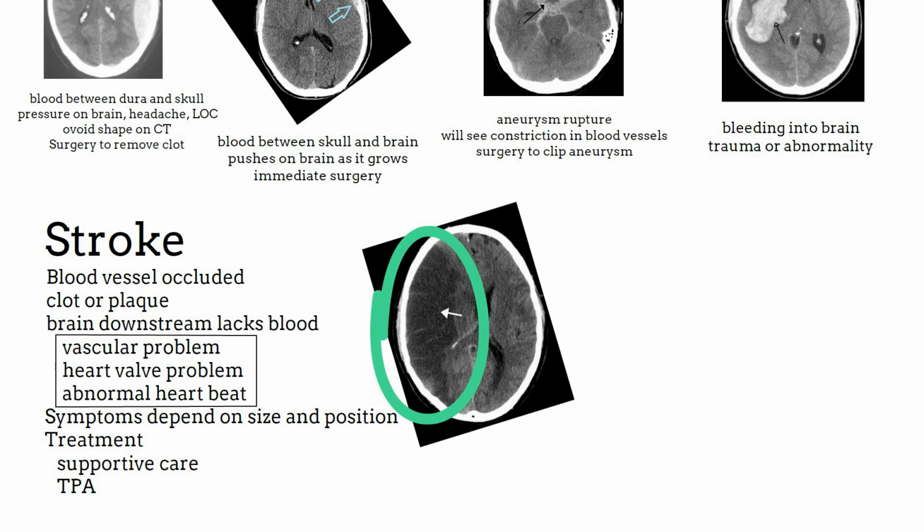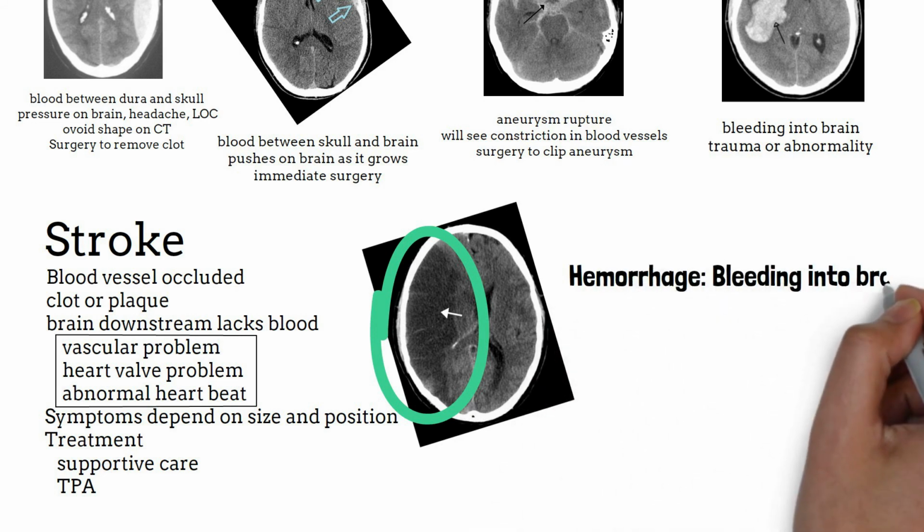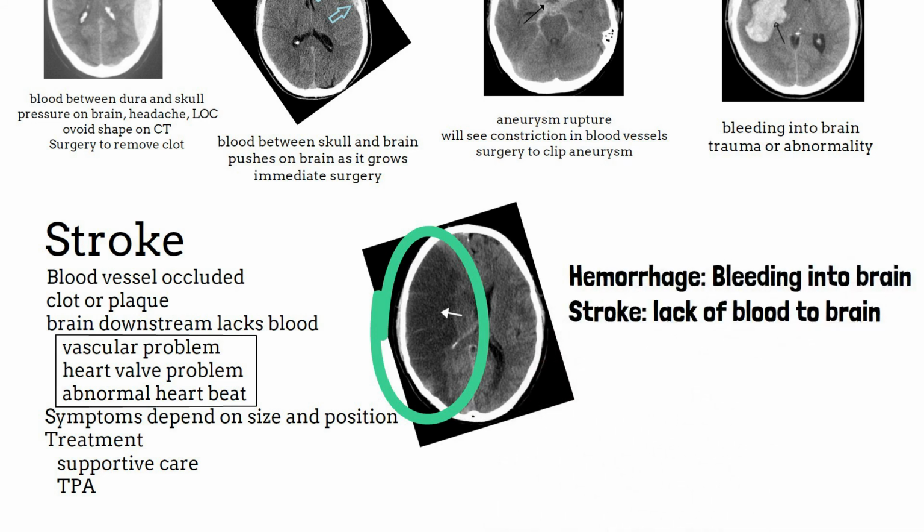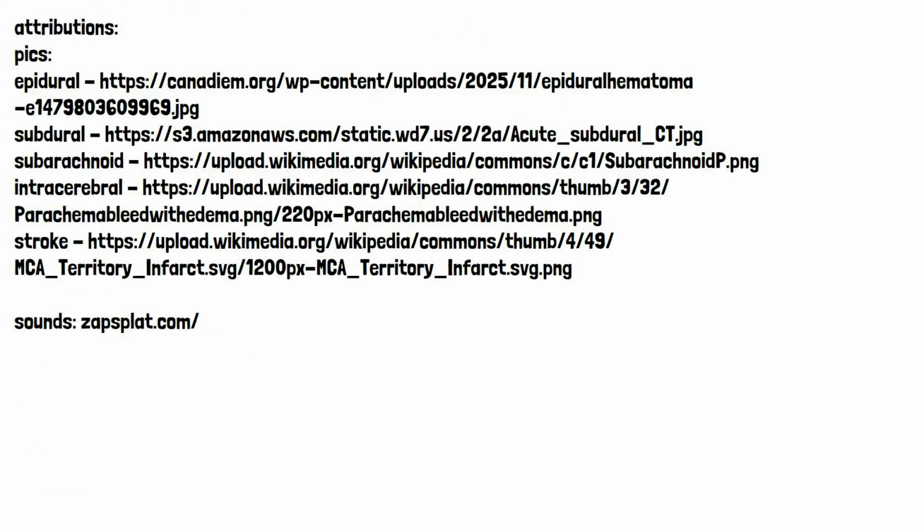Strokes can be treated medically with TPA in an attempt to dissolve the clot. If the person comes into the hospital within a few hours of the stroke, the clot might be dissolved completely. After a few hours, the risk of a hemorrhage rises with the TPA treatment. So, a hemorrhage is bleeding into the brain, and a stroke is lack of blood to the brain. This ends the video on hemorrhages versus strokes.